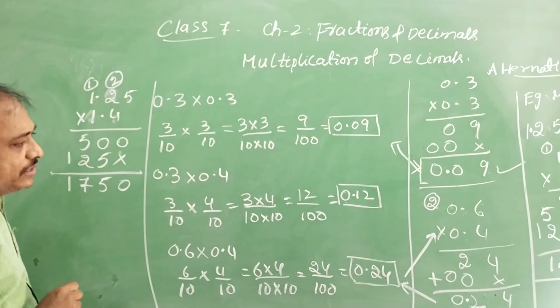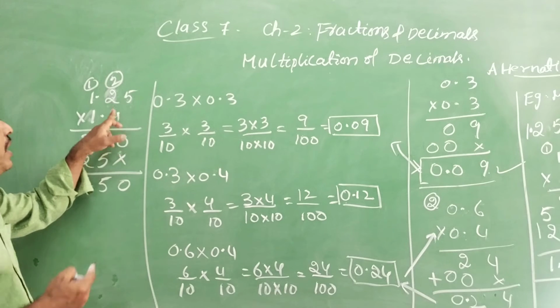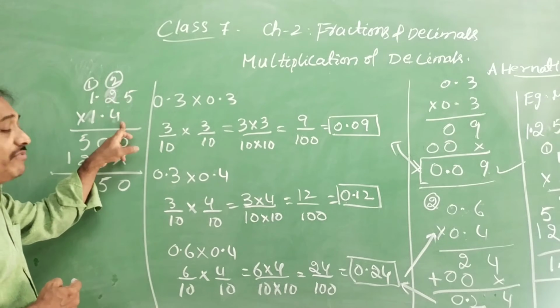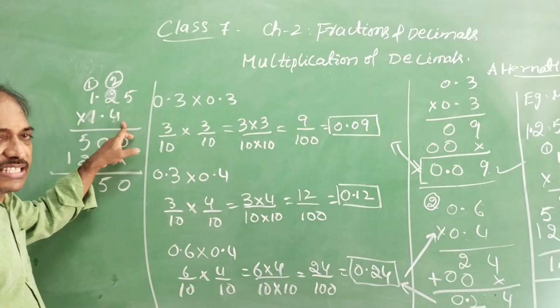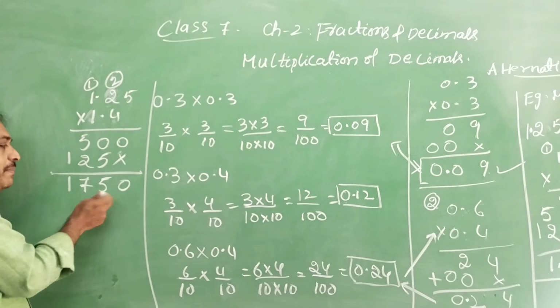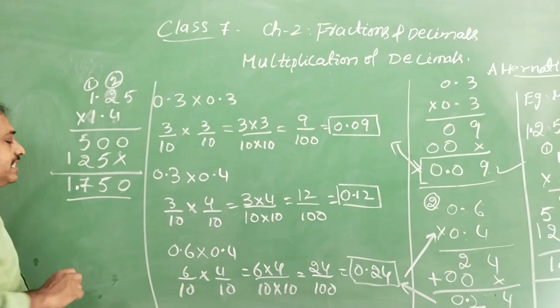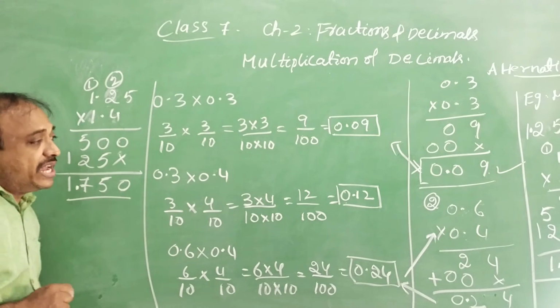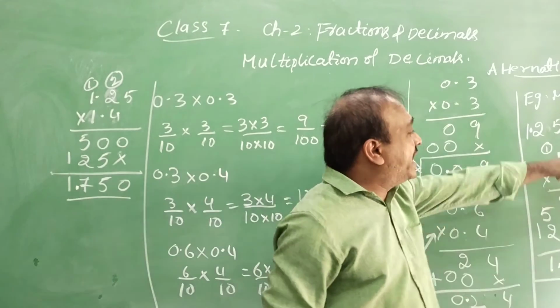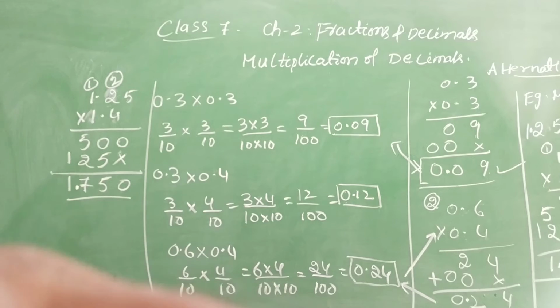Now you count it. Here 2, here 1. After the decimal point, how many digits are there? Here 2, here 1. Together 2 plus 1 is 3. So 3 decimal places. Count from the right side, leave that many digits, 1 2 3, and place the decimal point. This is 1.750.